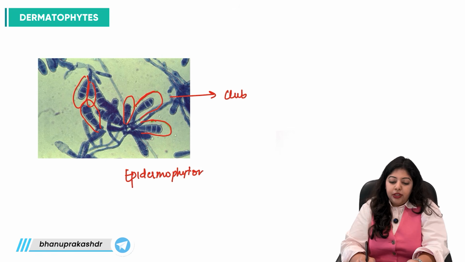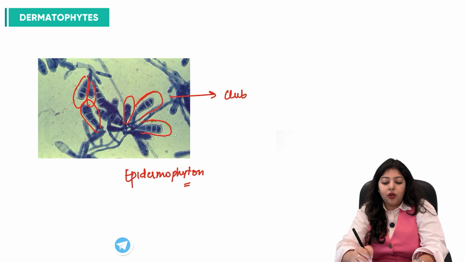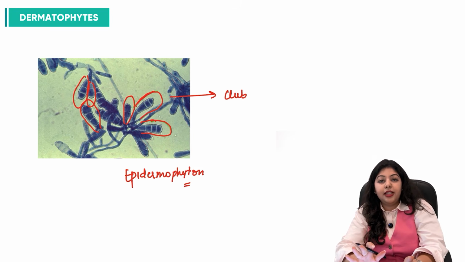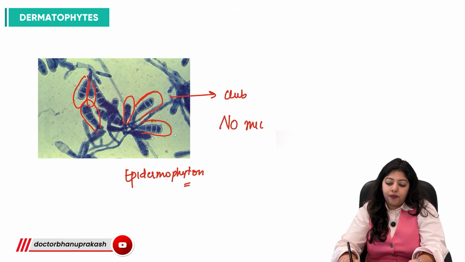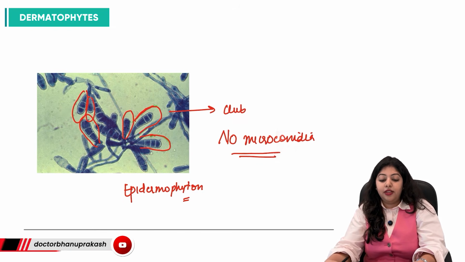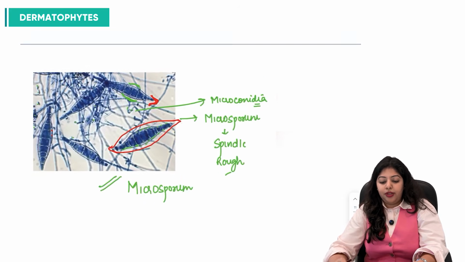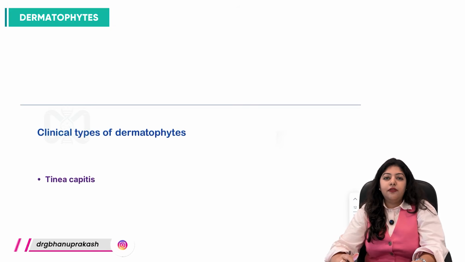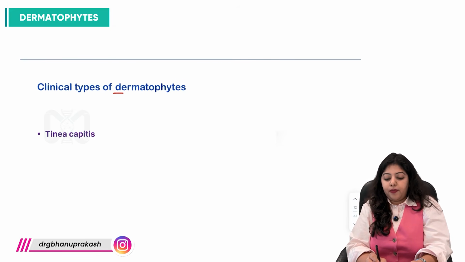Now in this particular image, can we appreciate that those microconidia along the hyphae or anywhere, these are absent. So there are no microconidia, right? So these images make us identify the different types of dermatophytes, and we can very well solve these image-based questions on dermatophytes.